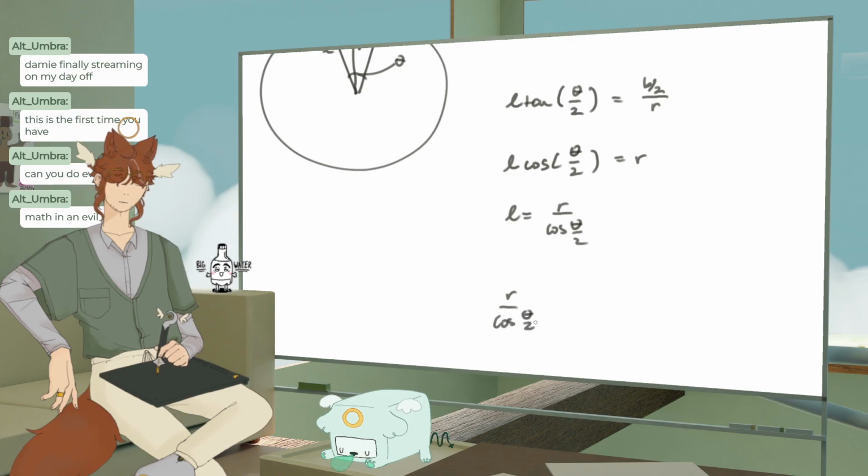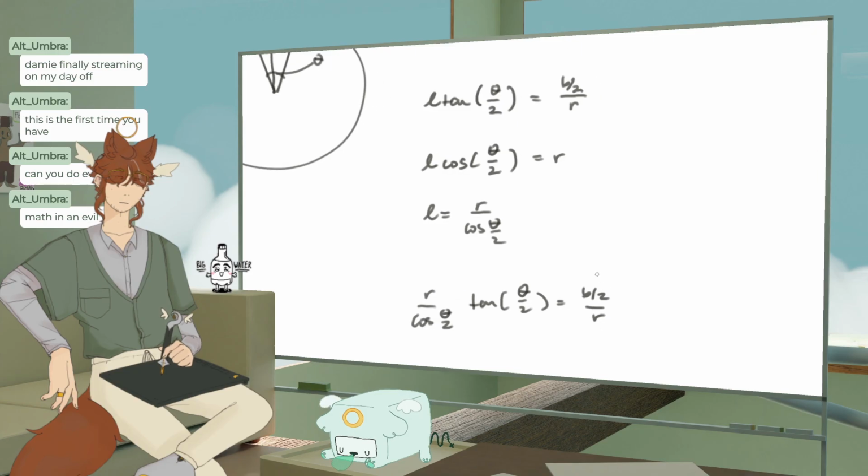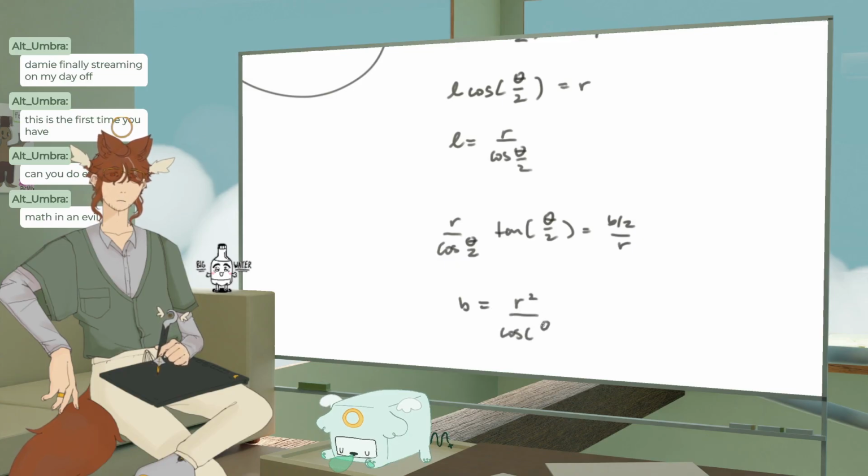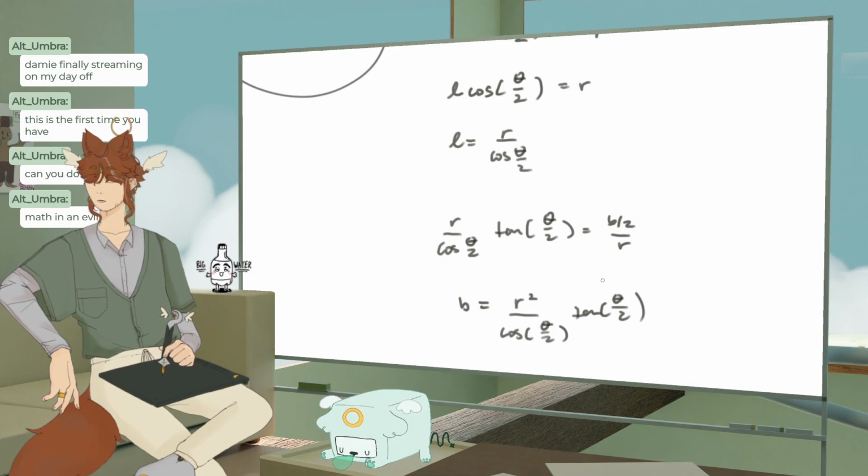Is that like an issue? Let me see. It doesn't look like an issue right now. Yeah, because this shouldn't be an issue. So B over 2 equals... Or B equals R squared over cosine theta over 2. Tangent theta over 2. Yeah, definitely a little more complicated than what I had before. Well, tangent is sine over cosine. But yeah, I don't really need to deal with that. And then just times 2.